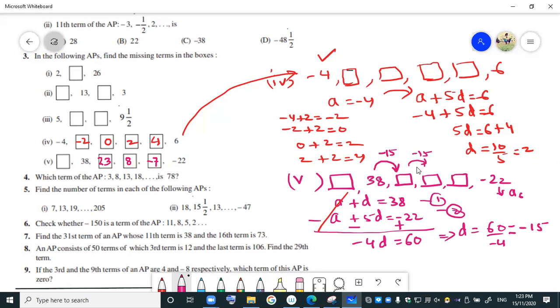And -7 minus 15 is -22. And when you go back, you can see that -22 plus 15 is -7, plus 15 is 8, 8 plus 15 is 23, 23 plus 15 is 38, and 38 plus 15. Here you will add. So 38 plus 15: 8 plus 5 is 13, carry 1, 3 plus 1 is 4, 4, so 53. Okay. So 53, correct?